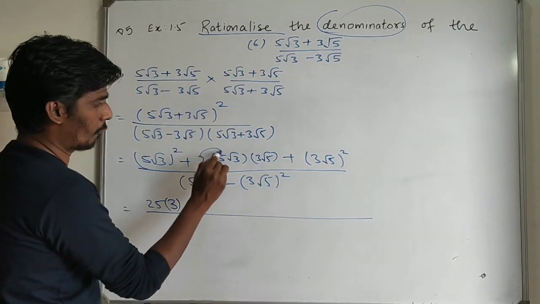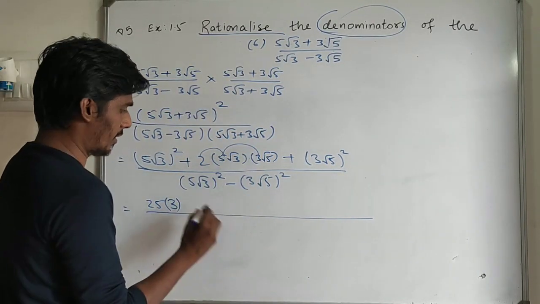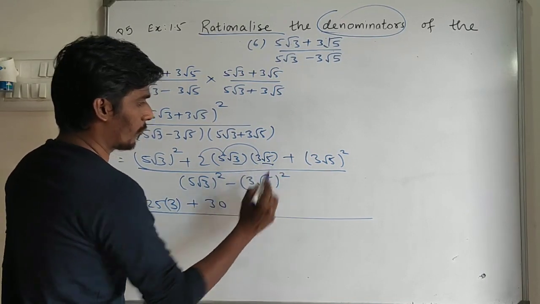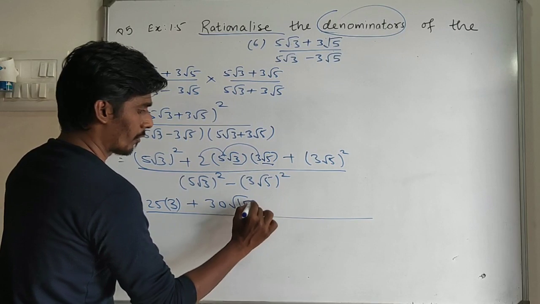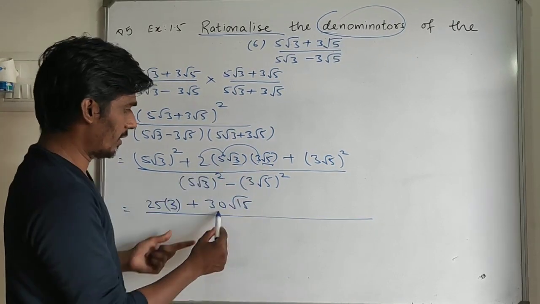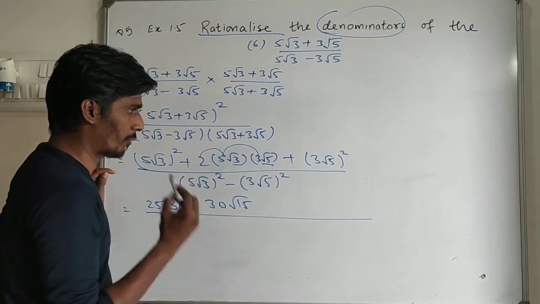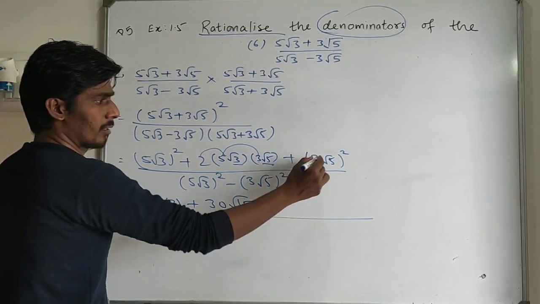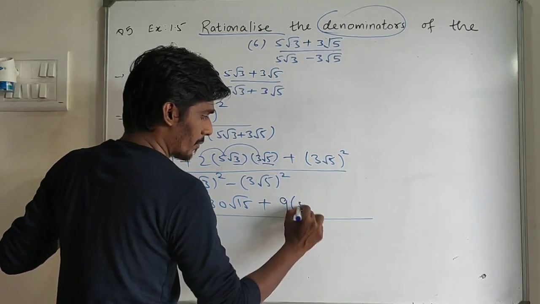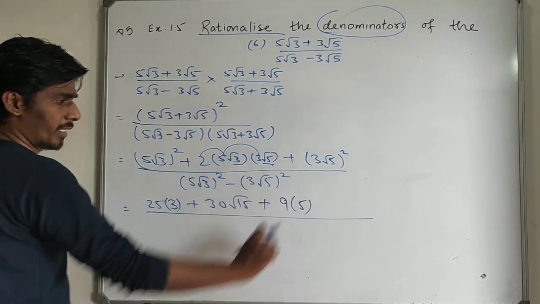Now here 2 5s are 10. 10 3s are 30. Root 3 into root 5. It's what? Root 15. Again I am repeating. 2 5s are 10. 10 3s are 30. Root 3 into root 5, root 15. Plus square of 3, 9. Root 5 square is what? 5. So we got the numerator.